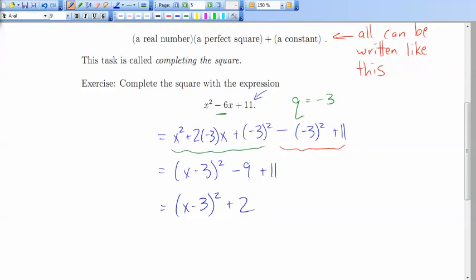So there we've done it. We've rewritten our quadratic expression as a real number, I guess it's 1, times a perfect square, x minus 3 squared, plus a constant, plus 2. So that's the method of completing the square. Our objective is to rewrite our quadratic in that form. Let's try another example.